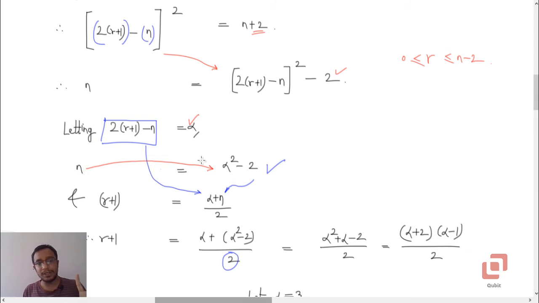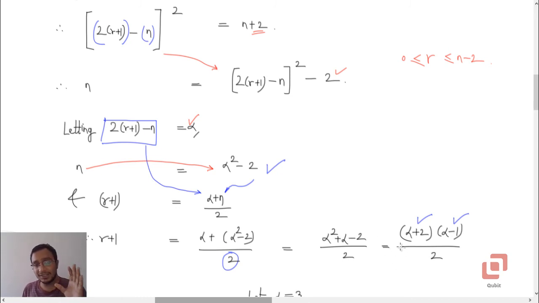We have already done that for n, which is alpha squared minus 2, and now let us do it for r plus 1, which is alpha plus alpha squared minus 2 divided by 2. If you factorize the numerator, it will be alpha plus 2 into alpha minus 1 divided by 2. Let's keep it as r plus 1.